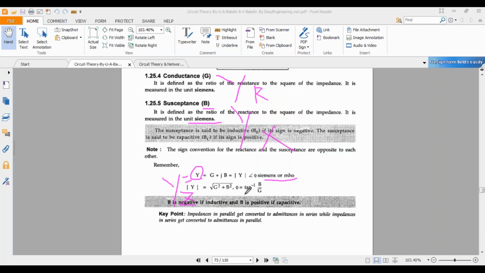Units for conductance, 1 by R, 1 by ohm, that is mho. Units for susceptance, 1 by X, again mho. Units for admittance, 1 by Z, again mho. All are measured in terms of mho. Is it clear, understood?